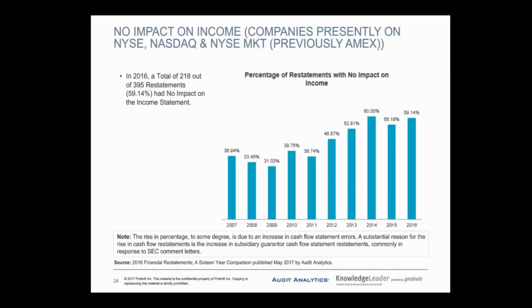I think you can make the correlation with revision restatements being non-material and less adverse, that there's less of an impact on income. The other thing that we've noticed, and you can probably attribute the rise at least to some degree, is that there's been an increasing amount of cash flow restatements over the last 6 or 7 years. By definition, a restatement on the cash flow statement has no impact on the net income on the income statement.